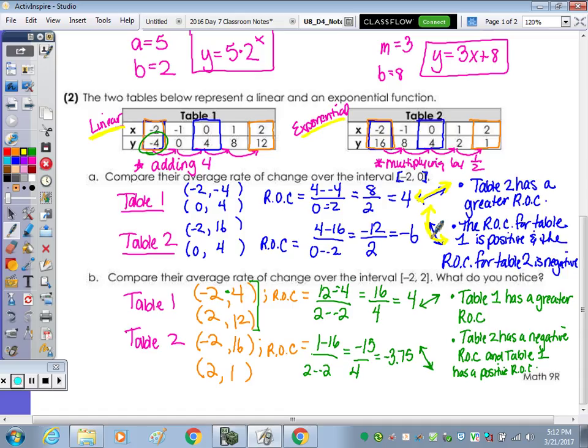And then table 1 is linear, so yes, we will see the line. And then table 2, we also have the negative slope. So in our curve looking like that.